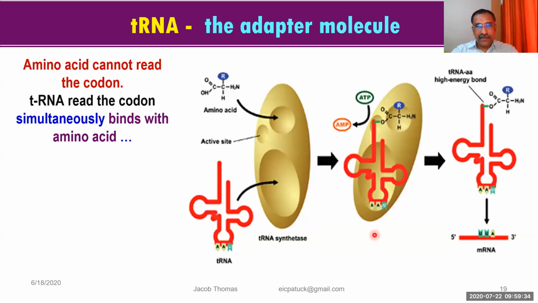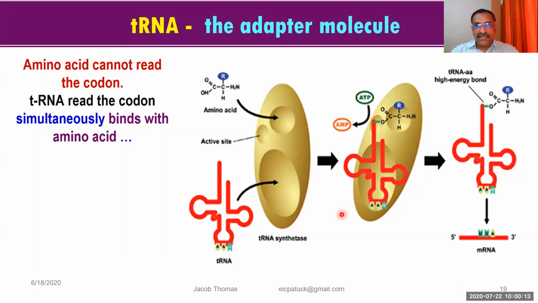Transfer RNA. And when the transfer RNA is bringing the amino acid, on messenger RNA the codons are there that have to be read. And then the amino acid has to be released. But remember, whatever message is written there in the form of codons cannot be read by the amino acid. The amino acid cannot go and read the codon which is there on the messenger RNA.